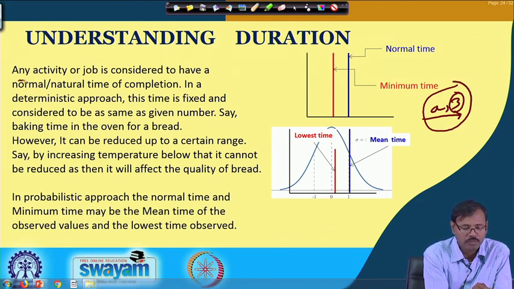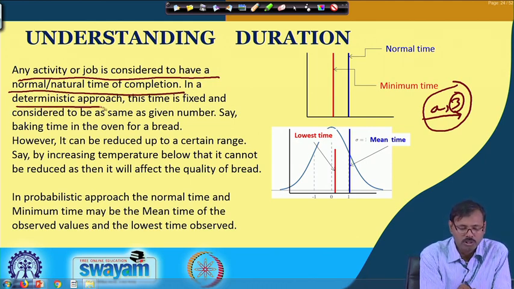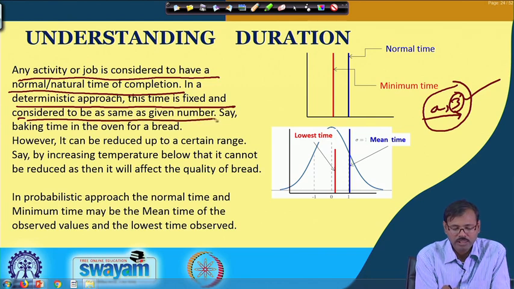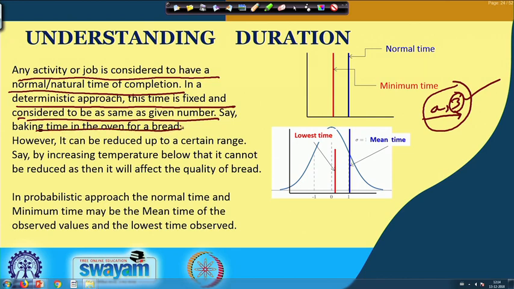Any activity or job is considered to have a normal or natural time of completion. In a deterministic approach, this time is fixed, as we have considered here 3, and is given as a number. Say, the baking time of bread in the oven. Say we placed it in an oven, then we bake it for, say, 3 hours, so that it will become a bread or a cake, whichever it is.